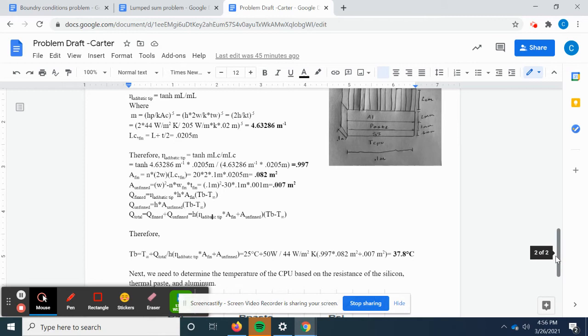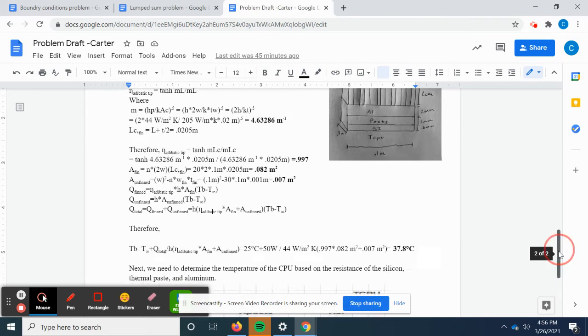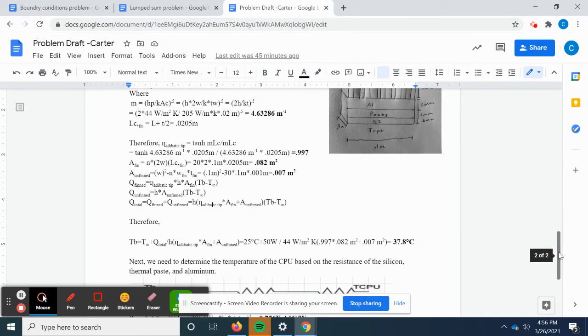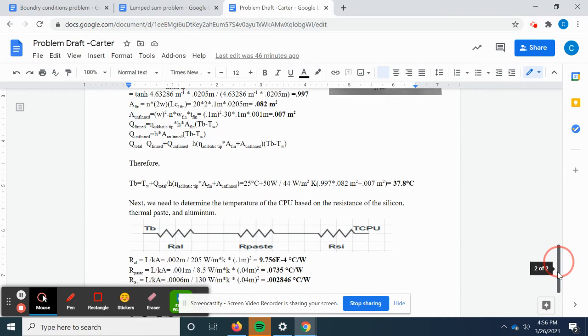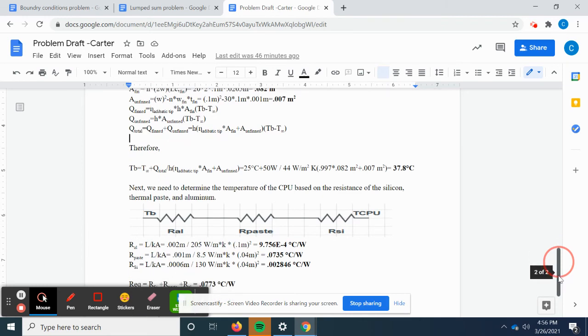Then we can determine the heat transfer by the tip, which equals the efficiency of the tip times the convective flux, which is h times the area of the fin times the temperature at the base of the fin minus T infinity. From there, we can determine the heat transferred by the unfinned surface, which is the unfinned area of the heat sink times the h of the aluminum heat sink, times the temperature at the base minus T infinity. From there, we can set up this Q total formula, and we're going to solve for the base temperature of the heat sink, which is 37.8 degrees.